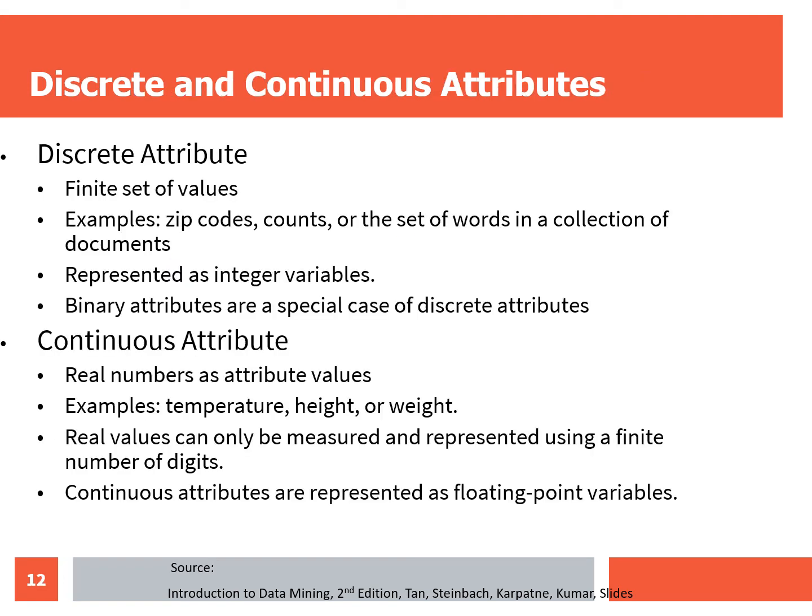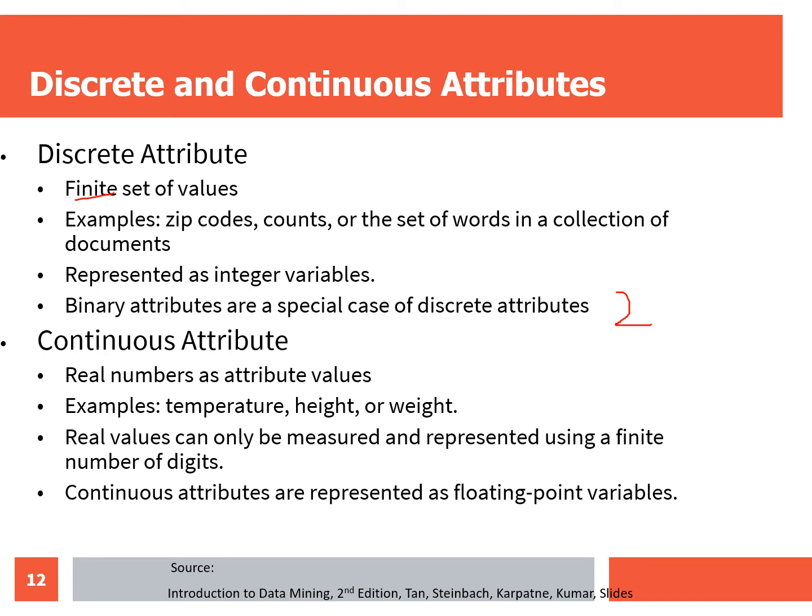Then when we talk about discrete and continuous attributes, attributes can be classified as discrete as well as continuous types. Discrete means they have a discrete set of values, for example zip codes and counts. These values are finite. They are represented as integer variables. Binary attributes have only two values, and they are a special case of discrete values.